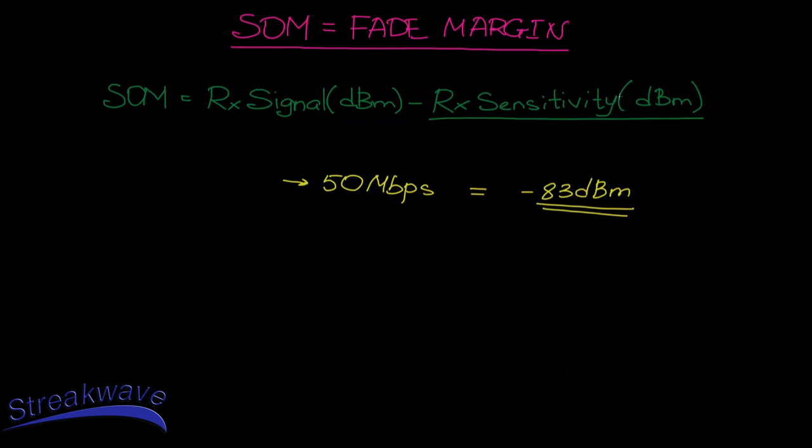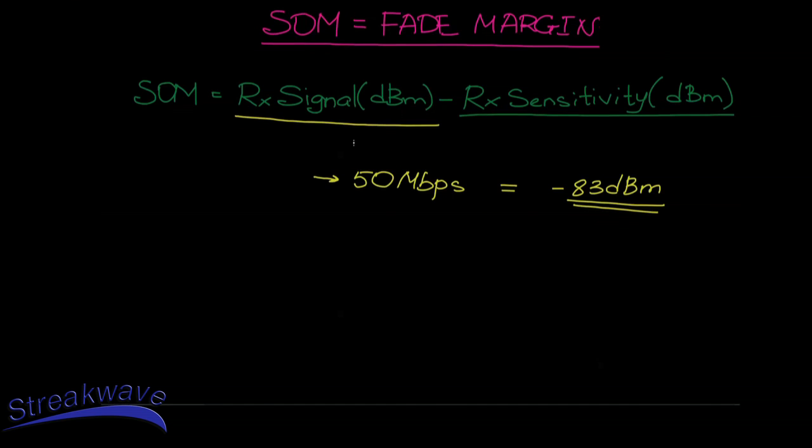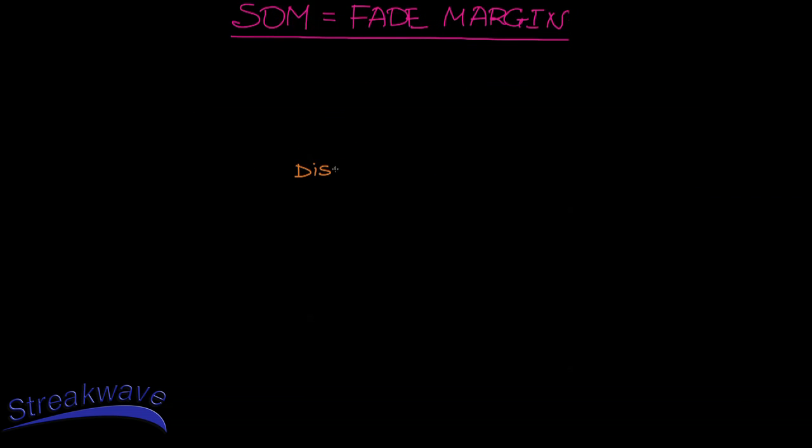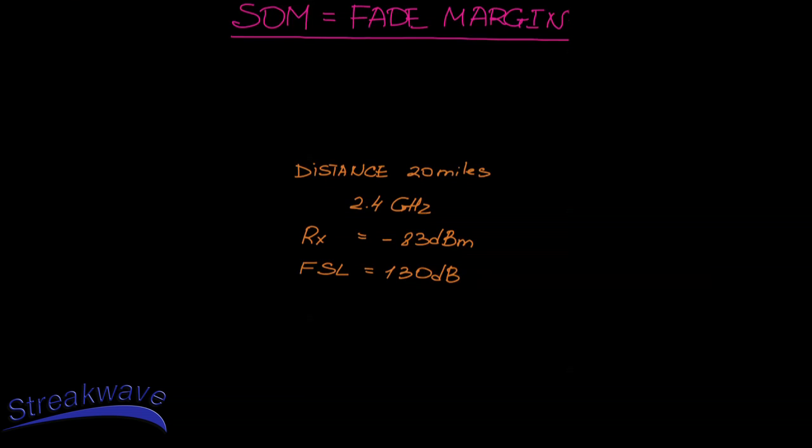Okay, and now also we want to look at received signal, which is a big component of figuring out your system operating margin. So we'll start by just working through this calculation on an imaginary link. We're going to do a link distance of 20 miles, and we're going to use 2.4 gigahertz. We use a received sensitivity that we looked up on our chart, and we found a neg 83 dBm. And we also calculated for our 20-mile link the free space loss of 130 dB.